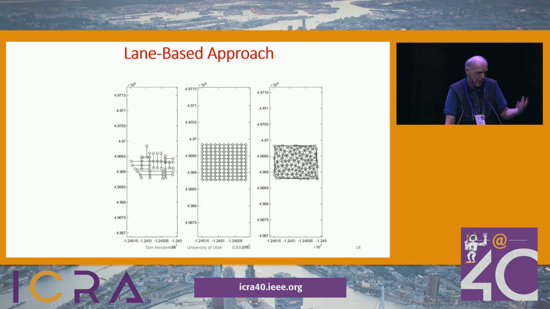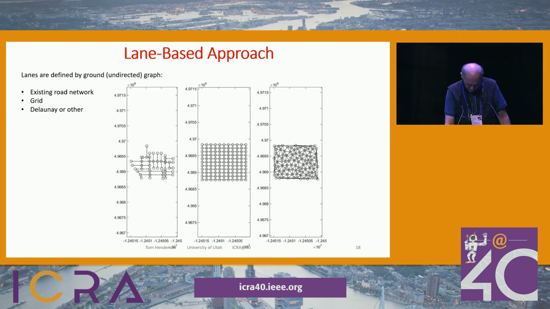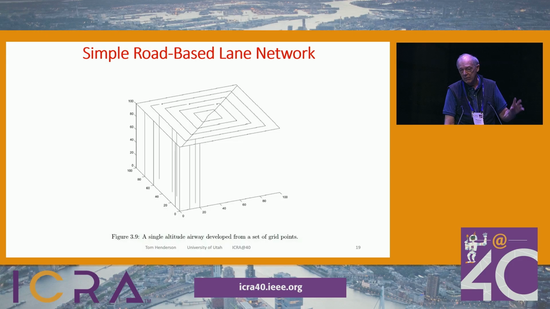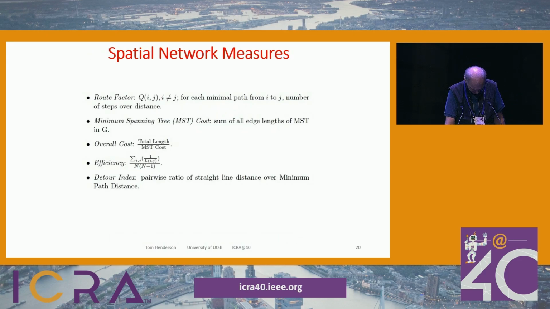You can have all kinds of networks. You don't have to be over roads like Utah wants. You could have grids, or you could have Delaunay triangulations, whatever you like. And we can do all of those. We can have multi-level or single-level types of networks.